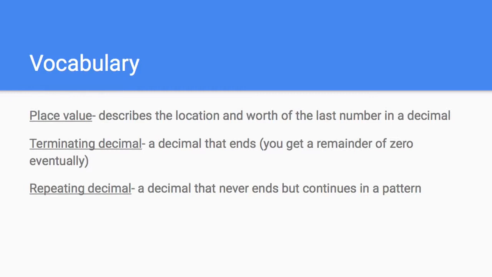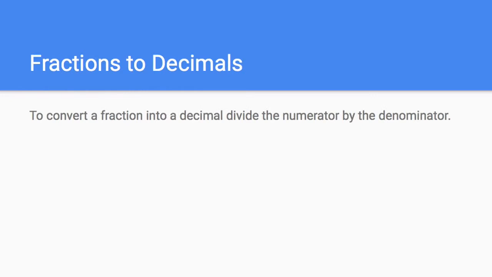Terminating decimal. A terminating decimal is a decimal that ends, which means you're going to get a remainder of 0 eventually. So you're going to be dividing the numerator divided by the denominator, and if you get a remainder of 0 eventually, you may have to add some placeholding zeros, but eventually you're going to get a remainder of 0. Then it's terminating. It ends. It stops. Repeating decimals are decimals that never end, but they continue in a pattern, and that pattern repeats, thus the name repeating decimal.